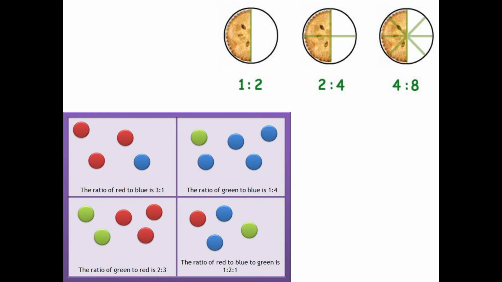That is 2 is to 4. The total parts is 4, and 2 parts are eaten, so that is 2 is to 4. And here there are 8 parts. In those 8 parts, 4 parts are eaten, so 1, 2, 3, 4 are remaining. That is 4 is to 8.